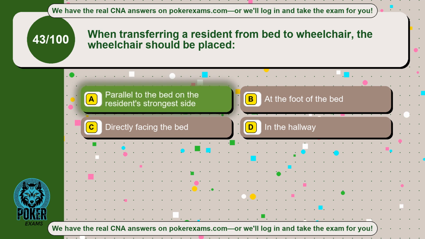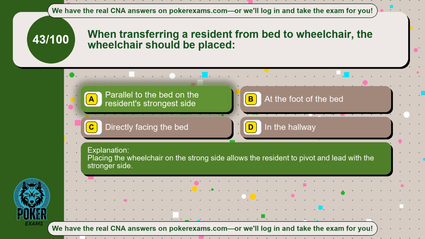The correct answer is option A, parallel to the bed on the resident's strongest side. Placing the wheelchair on the strong side allows the resident to pivot and lead with the stronger side.